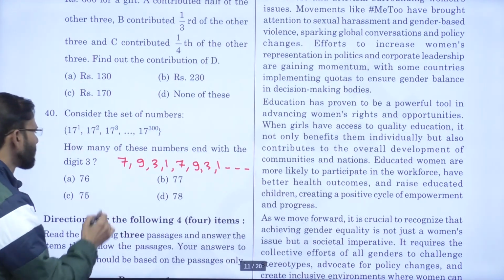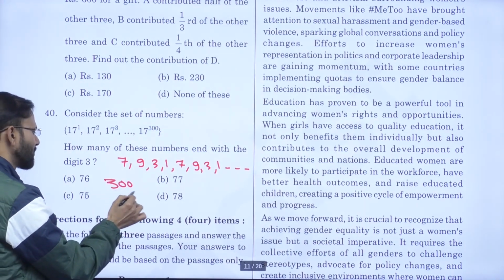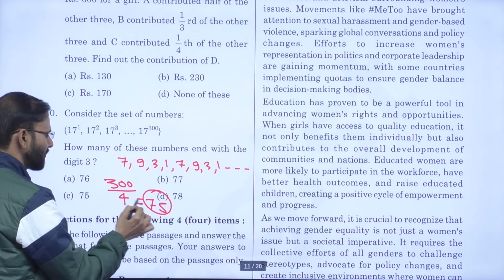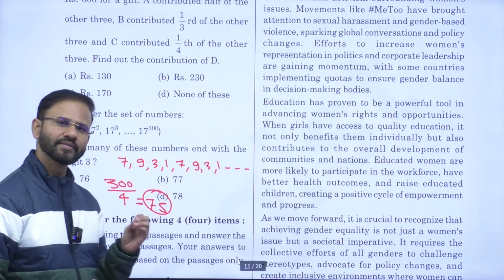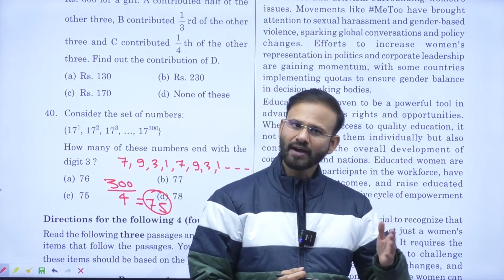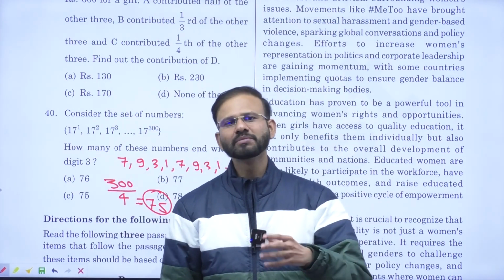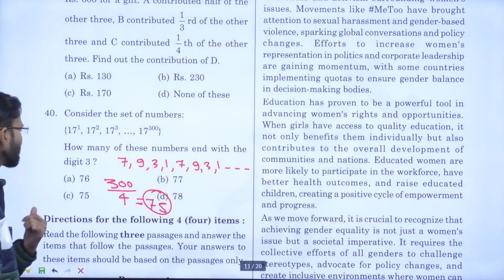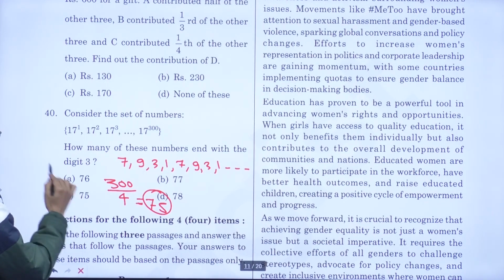Fine. So how many total slots will be there? So 300 divided by 4, total slots will be 75 guys. Fine. So total slots will be 75. So in 75 slots, you will have 75 times 3, because in one slot you will have 1 times 3. So in 75 slots you will have 75 times 3.